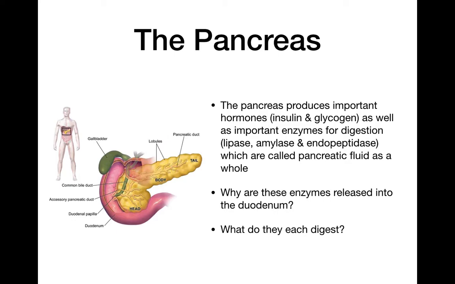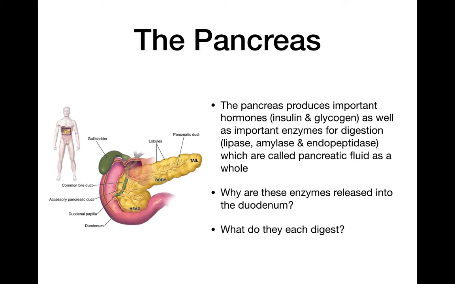Okay, so let's talk about the pancreas. The pancreas is important for hormone production. It produces both insulin and glucagon, which we'll talk about more in homeostasis. We talked about them last year in grade 10 if you were at RAS, which are important hormones for signaling about glucose and blood sugar, as well as enzymes. So lipase, amylase, and endopeptidase are all produced by the pancreas, which are 3 enzymes that you have to memorize. And the mix of all those things is called pancreatic fluid.